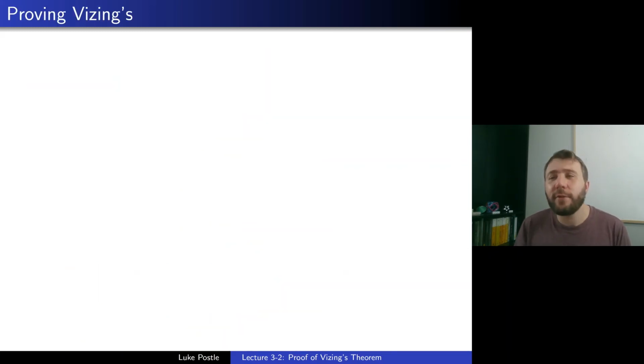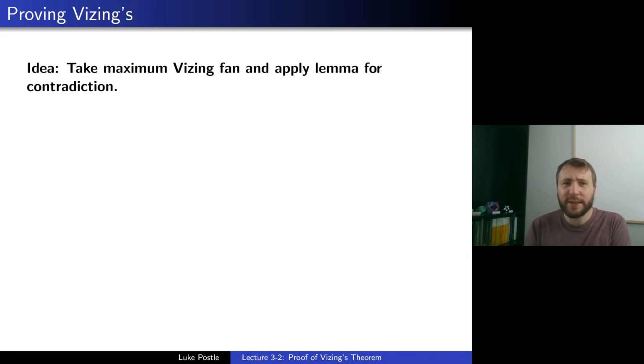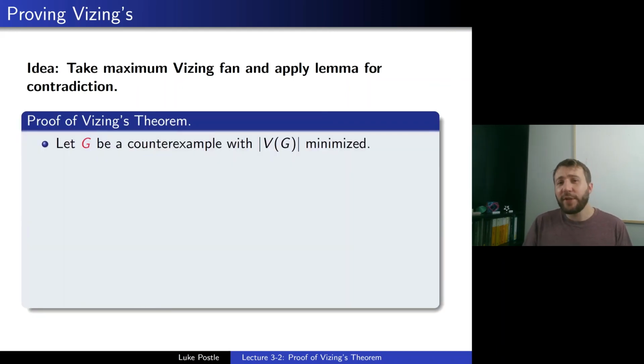So now we are ready to prove Vizing's theorem. We've concluded the proof of our nice lemma about the disjoint missing colors. So what's the proof of Vizing's? Here's the idea. Very simple. We're going to take a maximum Vizing fan, so maximum size, maximum number of vertices, and apply the lemma for contradiction. How does that go? So I'll just quickly run through this somewhat formal proof.